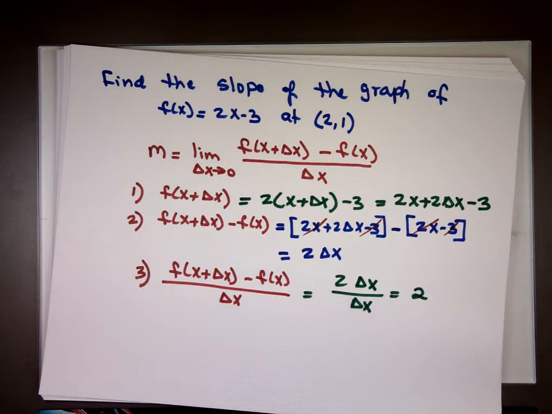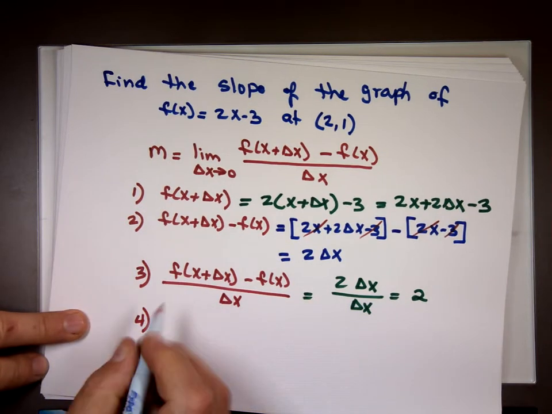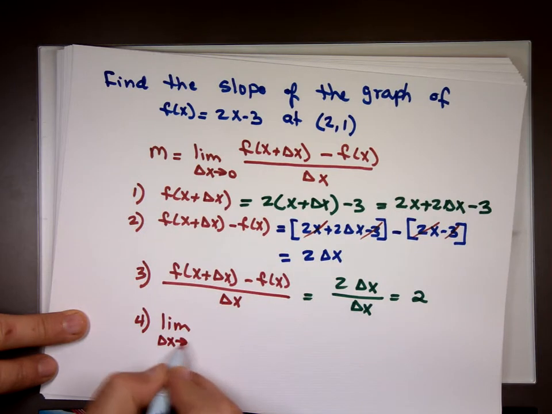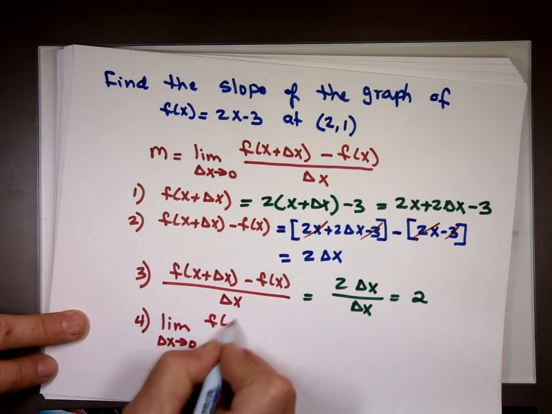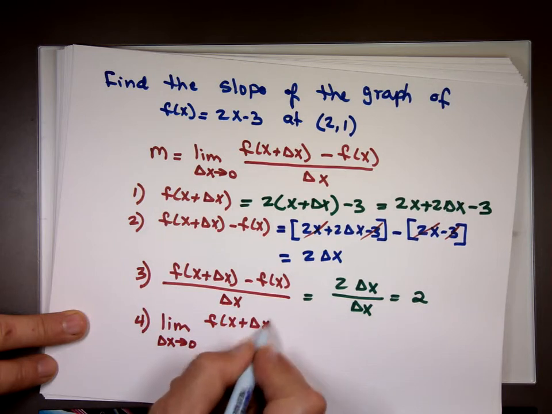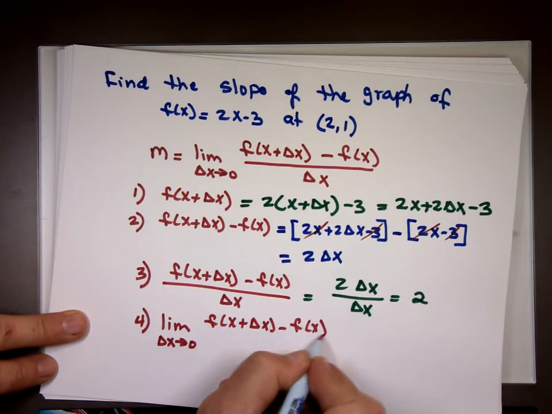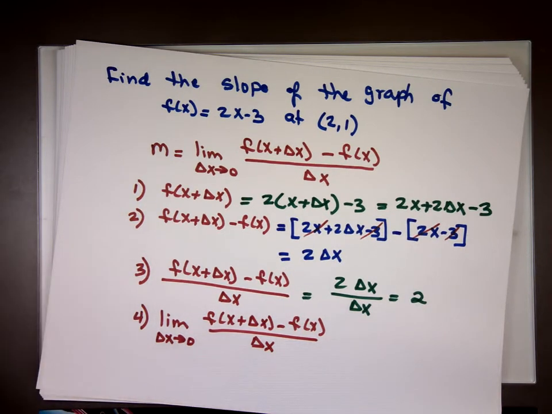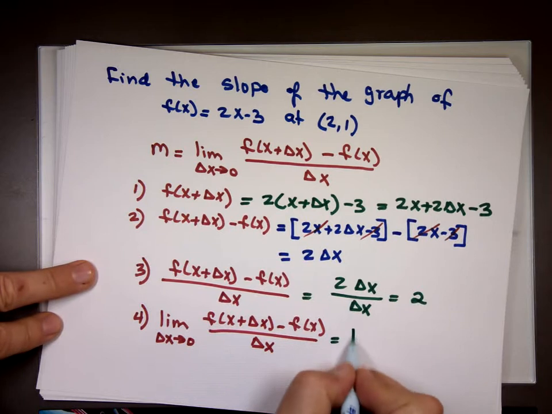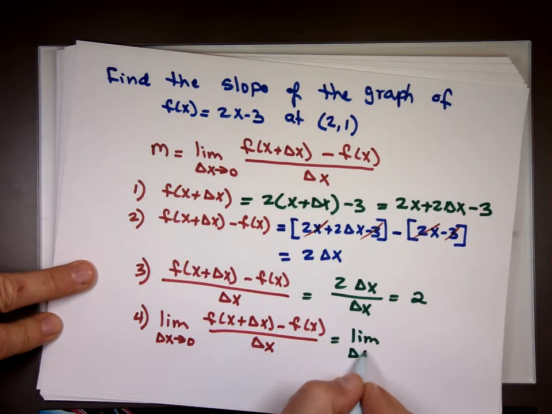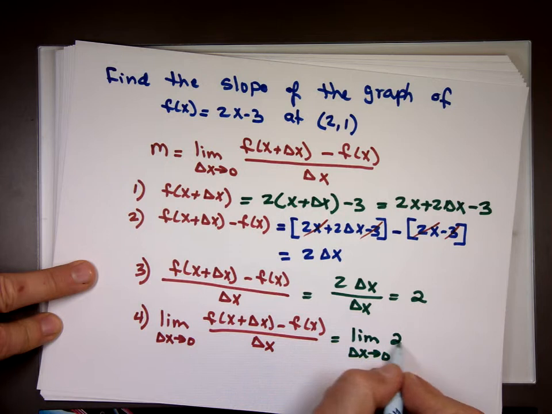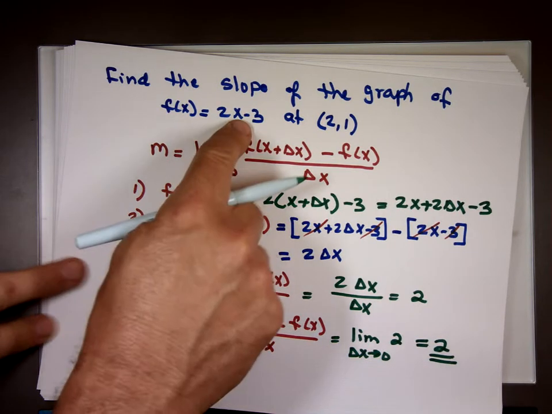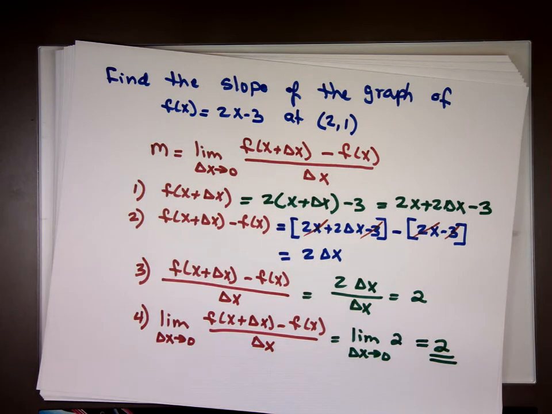And the last step, step number 4, you want to find the slope. You take the limit as delta x approaches 0 of the answer from step number 3. In some books, that's called the 4-step process because it requires 4 steps. So what's the limit as delta x approaches 0 of 2? And the limit of any constant is the constant. So what is the slope of this line? We know that's a 2. mx plus b.